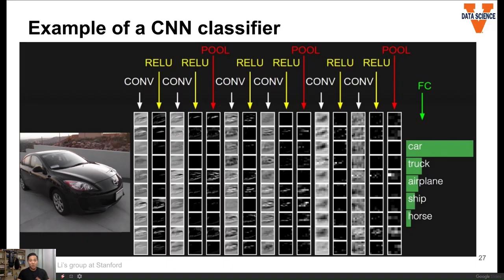Next video, I'm going to show you how these architectures work on classifying a massive dataset called ImageNet and how they've been winning the competition in the past years.